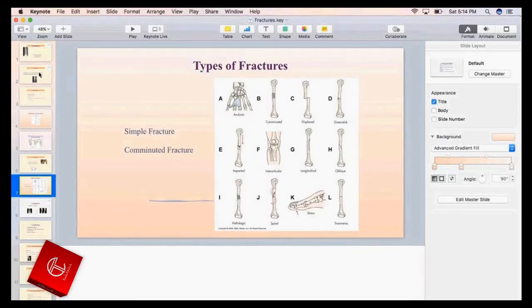Moreover, when there is a stepping of the fragment, that is a displacement of the fragment of more than 2 millimeter, the joint becomes incongruent, and there is a chance for early wear and tear or osteoarthritis. So if an intra-articular fracture is displaced more than 2 millimeter, surgical reduction and fixation is advisable and it is mandatory.